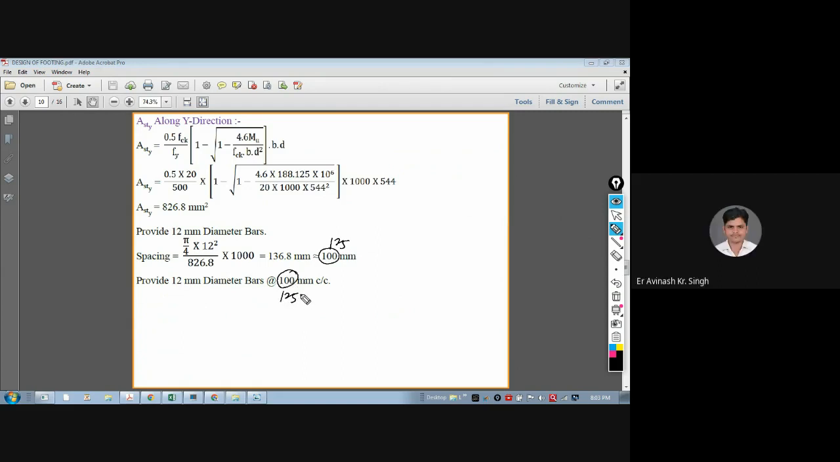Minimum 100 mm spacing. I generally recommend minimum 100 in footing, because otherwise there will be congestion of the concrete and steel, and then concreting will not be proper. Compaction and vibration, we cannot use the vibrator properly. So there are many reasons. Don't go less than 100 in spacing, either in slab or footing, both.